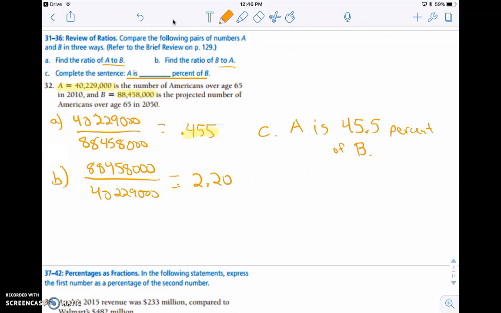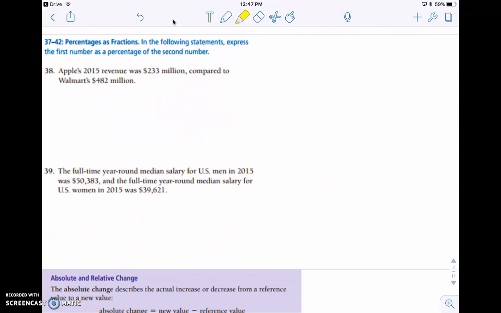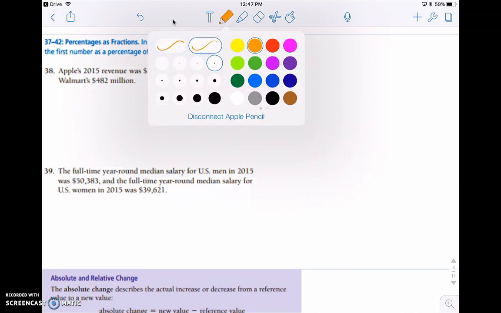And you could switch it around. You'd say B is, and you'd switch 2.2 to 220%. B is 220% of A. Okay, so these last couple examples for this video.